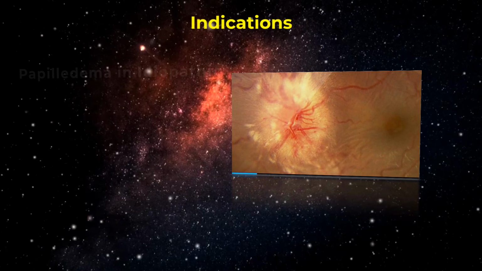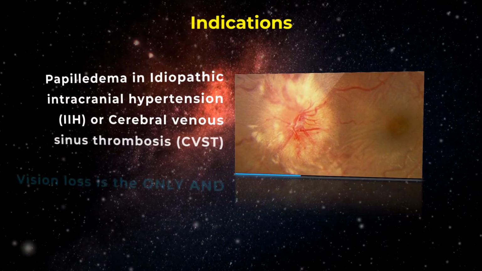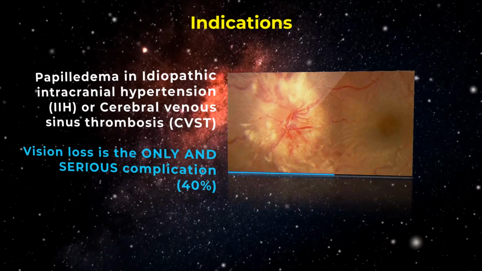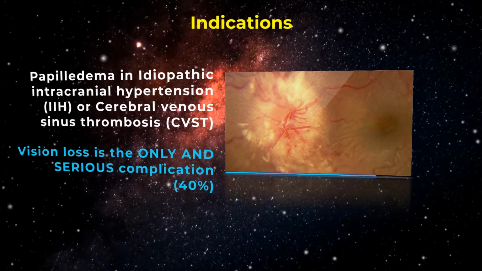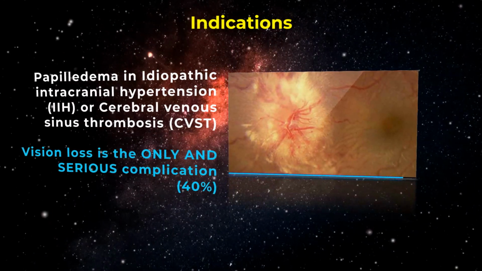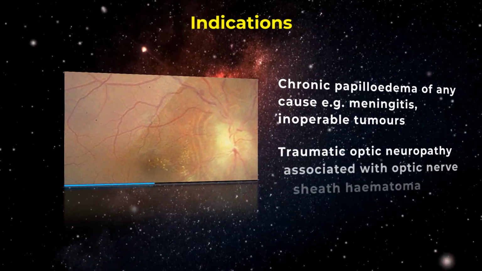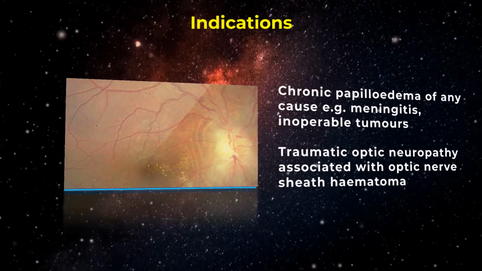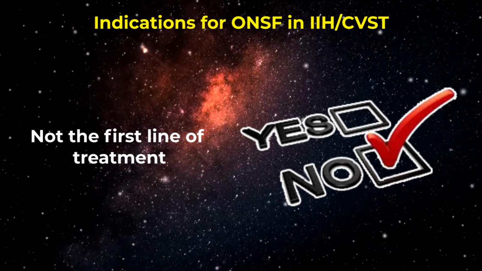So when is ONSF indicated? In unresolved papilledema in either IIH or CVST. Here you need to note that the only and serious complication of papilledema is vision loss and can occur in as high as 40%. The other indications are unresolved chronic papilledema in any of the above and traumatic optic nerve sheath hematoma. But remember, it is not the first line of treatment in both these conditions.